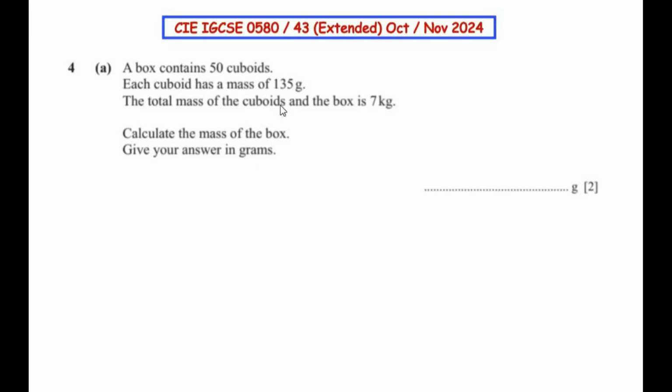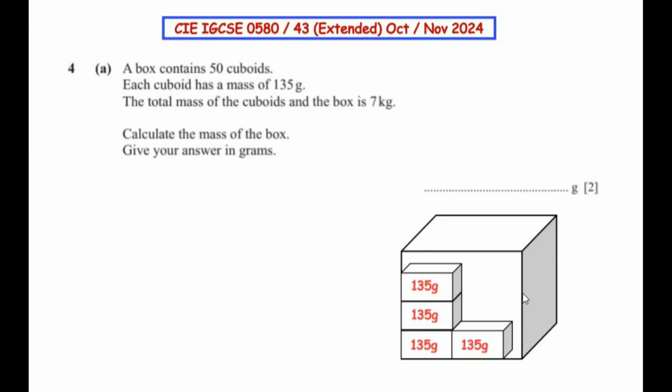So let us try to understand the question using a rough figure first. Imagine there is a box inside which 50 cuboids are kept. I have shown just 4 cuboids and the mass of each cuboid is given as 135 grams. Now the total mass of the box and the cuboids together gives us 7 kilograms. So we have to find out the mass of the box.